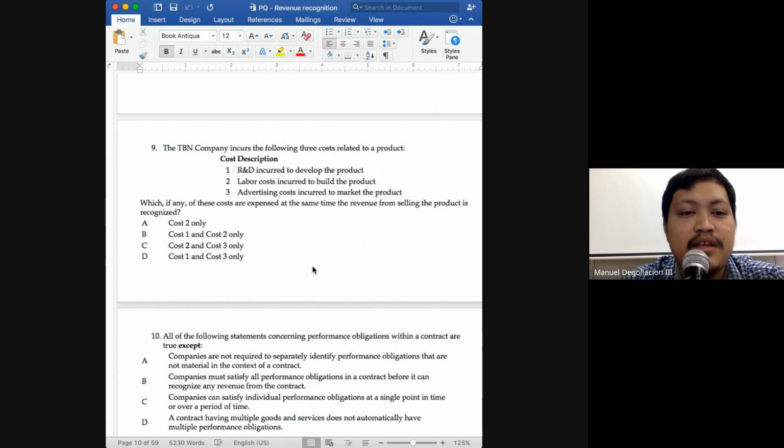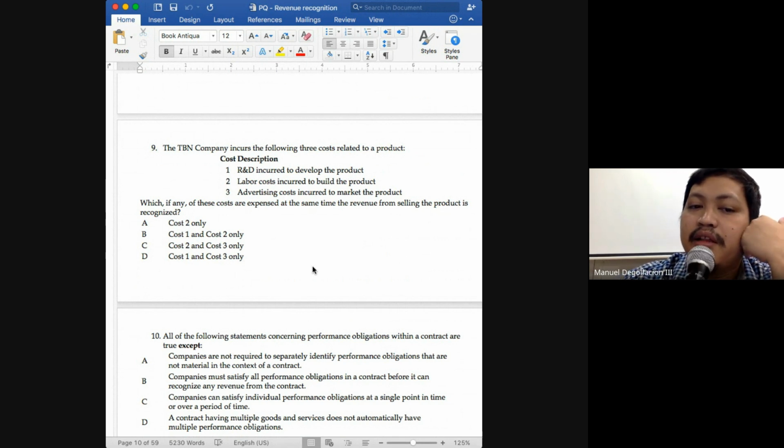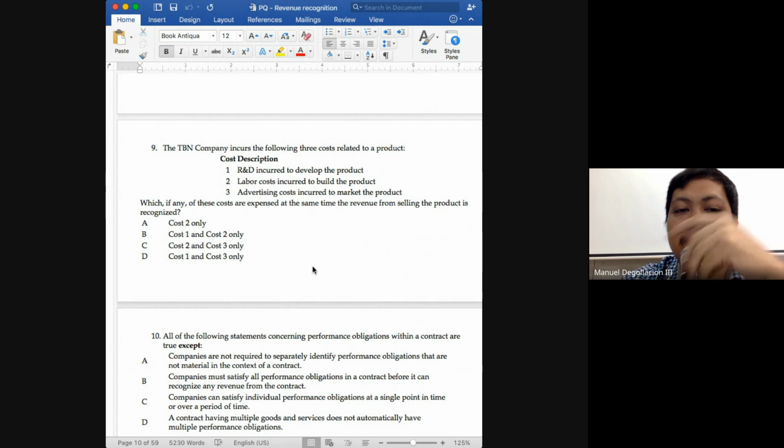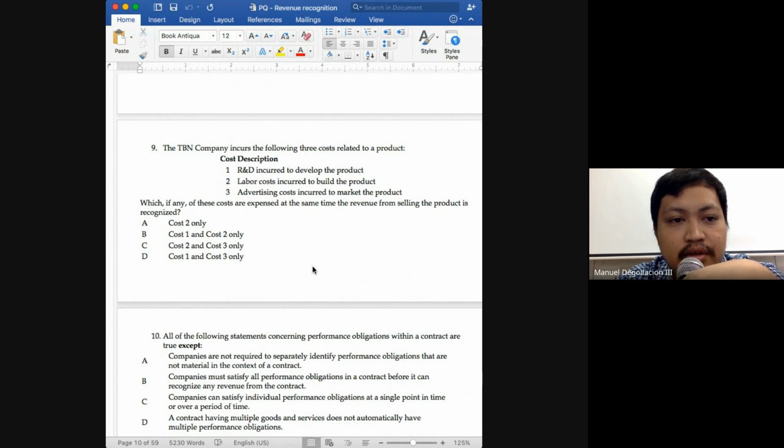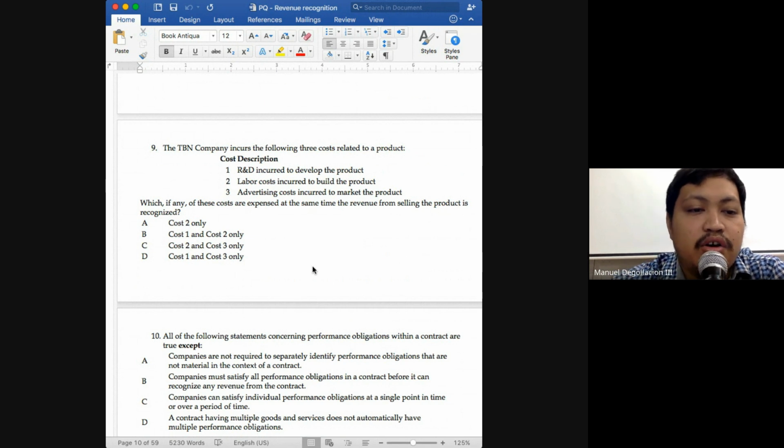So definitely this would be reported as an expense, normally as a cost of goods sold at the time the product is sold. Cost number 3, advertising costs incurred to market the product plus marketing costs. Does this await the sale of the product? No, marketing costs are also period costs. They will have to be recognized as an expense in the period in which they are incurred. So the answer for number 9 will just be letter A, cost 2 only.